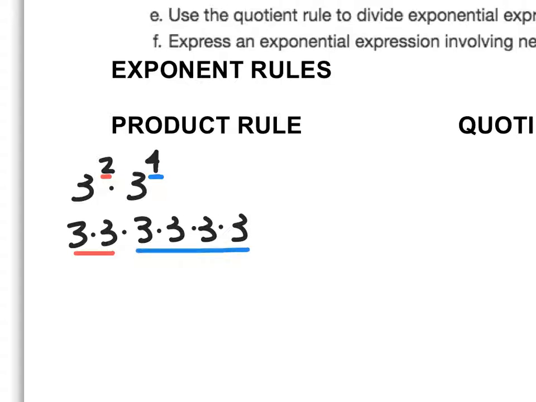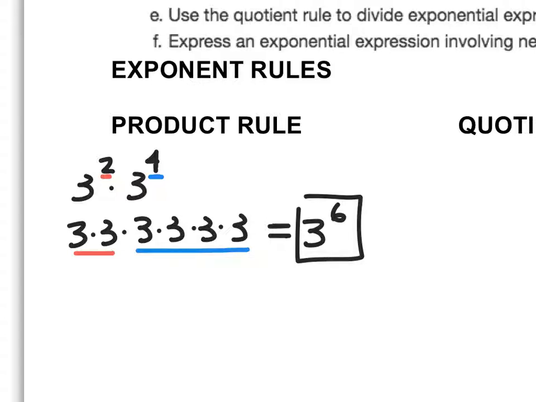Now the question is, how do I rewrite this as a single base raised to an exponent? I have 1, 2, 3, 4, 5, 6. So I could write this as 3 to the 6th power. And I'm just going to leave it like that for now.